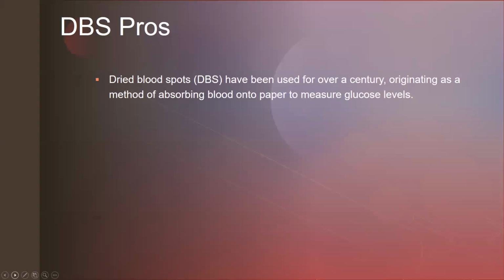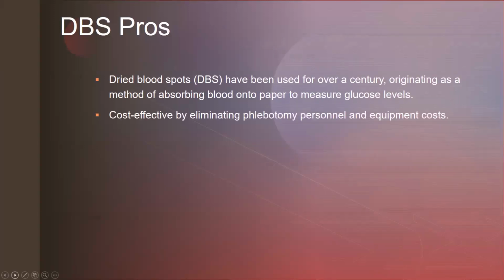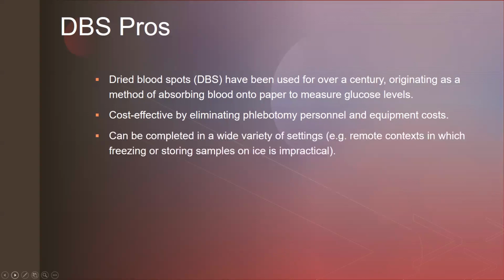So some of the advantages are that DBS is, again, right up there with blood as far as being very well established. So it's been used for over a century, and it originated as a method of observing blood onto paper to measure glucose levels. It's very cost effective, so you're eliminating the need for a phlebotomy personnel because you're not doing venous blood draws, and also equipment costs. So it can be completed in a wide variety of settings, which is wonderful.